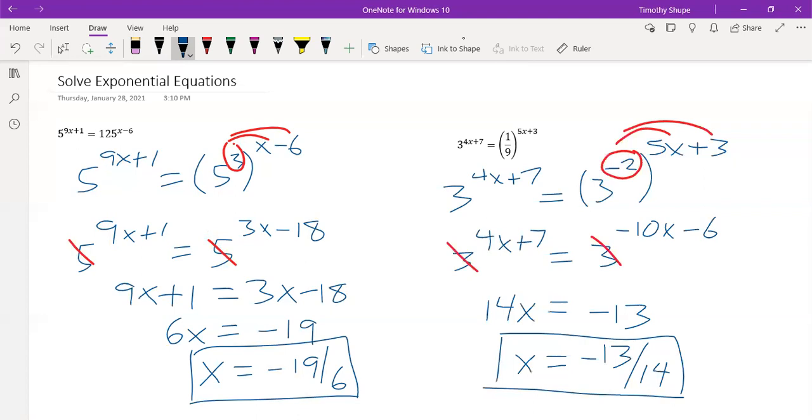So this is one way that we can solve exponential equations, and it works well when we can recognize that the bases can be written as a common base, like we did here. If those bases can't be rewritten as a common base, we would need to use a different way to solve this. But when we can, go ahead and use this process.